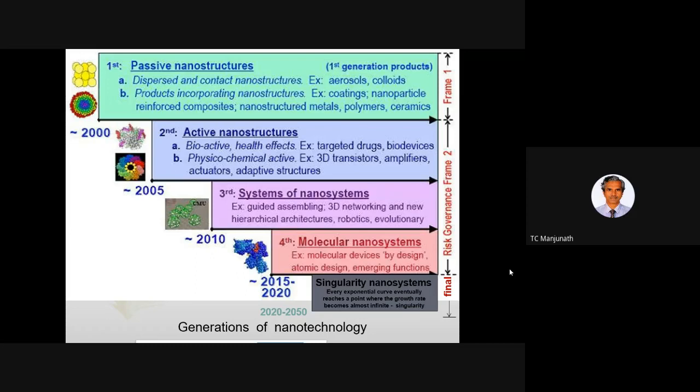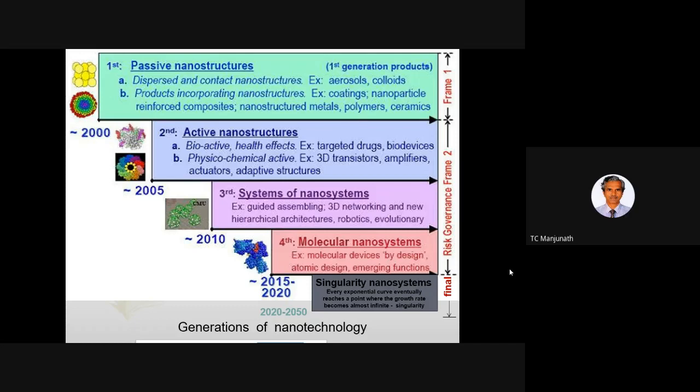Now, the first generation were called the passive nanostructures, that is the aerosols, colloids, coatings, nanoparticles, reinforced composites, polymers, ceramics, etc. In the second generation, it was called active nanostructures. You might have studied in network analysis the active sources and the passive sources. Similarly, active nano sources means they can generate the power by themselves. That's called bioactive, health effects, the 3D transistors, amplifiers, actuators, etc.